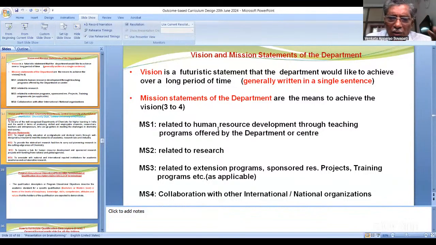Mission statements of the department are the means to achieve the vision statement. Suppose yours is an autonomous college of Engineering and Management, then you can write 4 mission statements. If it is an affiliated college not offering any doctoral programs, you can write 3 mission statements. Mission statement 1, related to human resource development through teaching programs offered by the department or center. Mission statement 2, related to research. Mission statement 3, related to extension programs, sponsored research projects, training programs, etc. Mission statement 4, collaboration with other international and national organizations. So as applicable to your college, you can write 3 or 4.